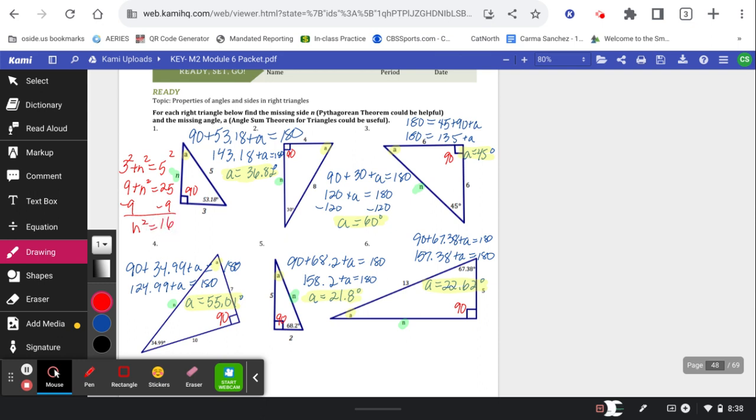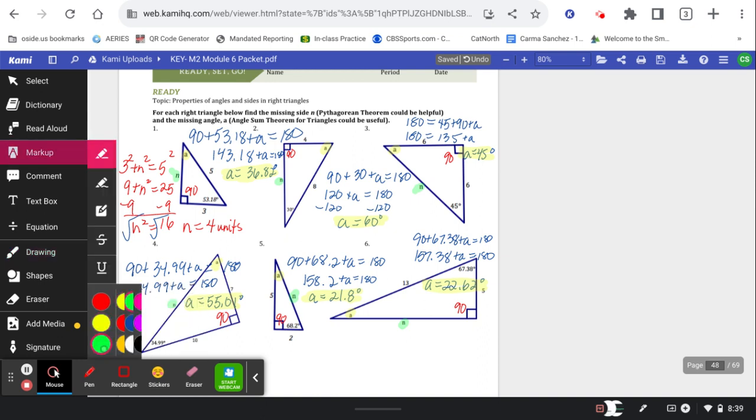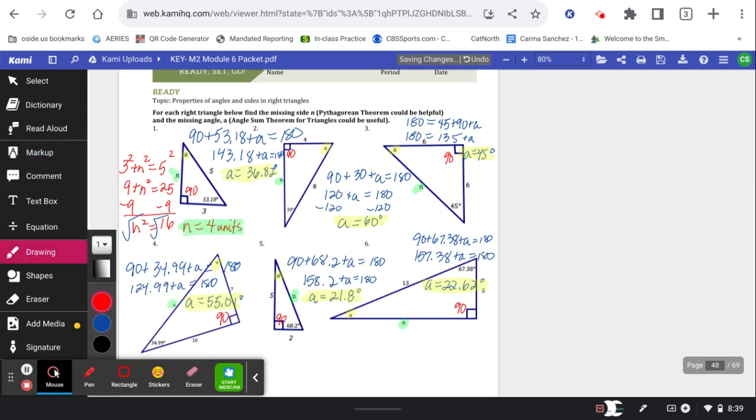In order to solve for n, I need to take the square root of both sides, and then I just get that n is equal to 4. If I don't tell you the units, like inches, feet, you're just going to write 4 units. Okay, so that's your answer for number 1, for the missing side length n.